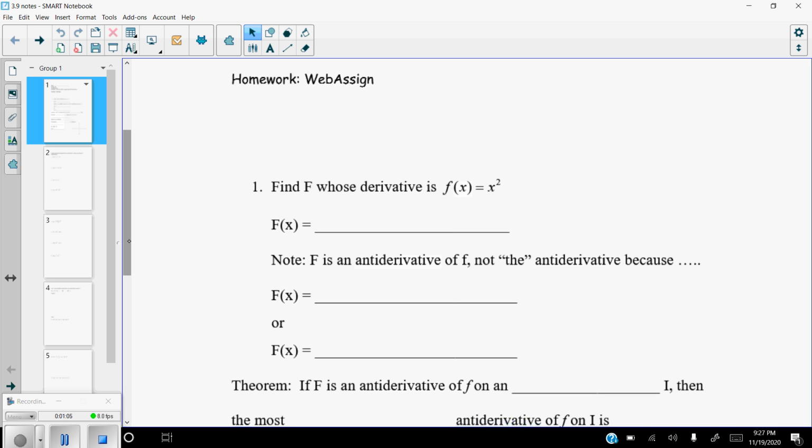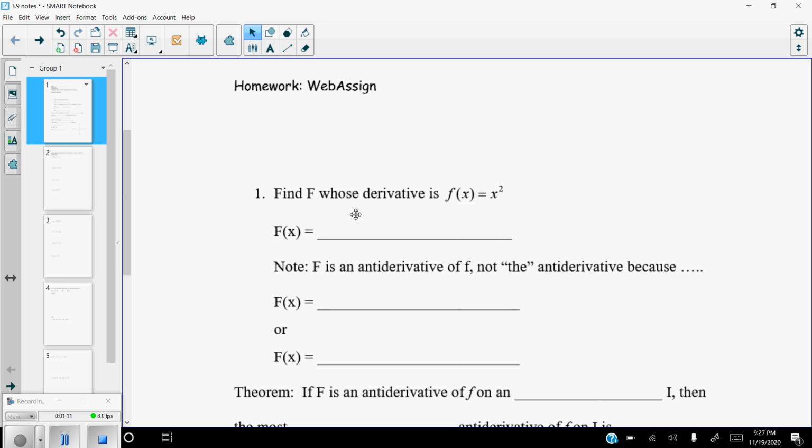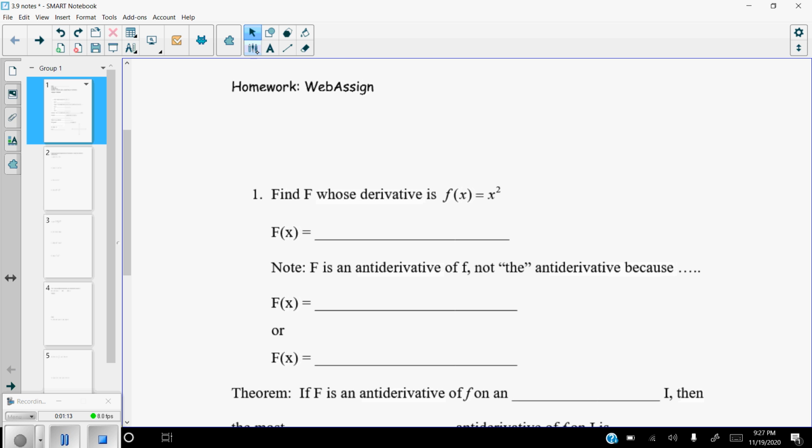So to get x squared as a derivative, I think I'm going to need to have had a 1/3 x cubed. Because if you take the derivative of 1/3 x cubed, you would bring the 3 out to the front, multiply it by the 1/3, you get 1, and then reduce the power by 1, you'd get x squared. So you'd get 1/3 x cubed.